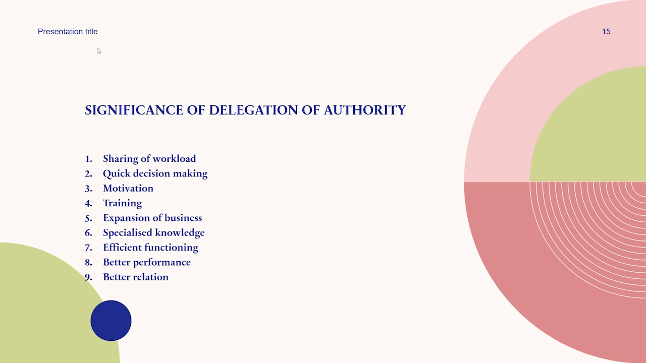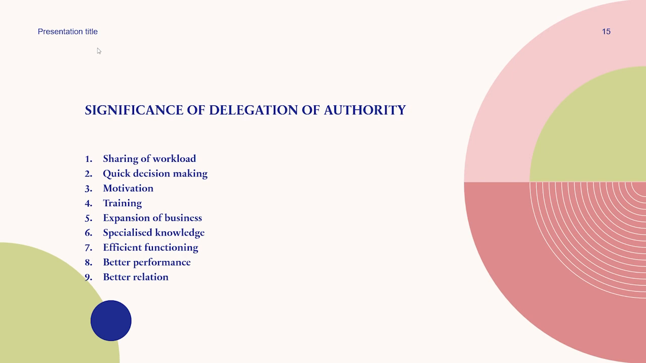Another point is expansion of business. Delegation facilitates the expansion and diversification of business through a team of competent and contented workers. Next is specialized knowledge. It enables a manager to obtain the specialized knowledge and expertise of the subordinates. Seventh point is efficient functioning. Delegation provides basis for efficient and effective functioning of the firm by binding the formal organization together.